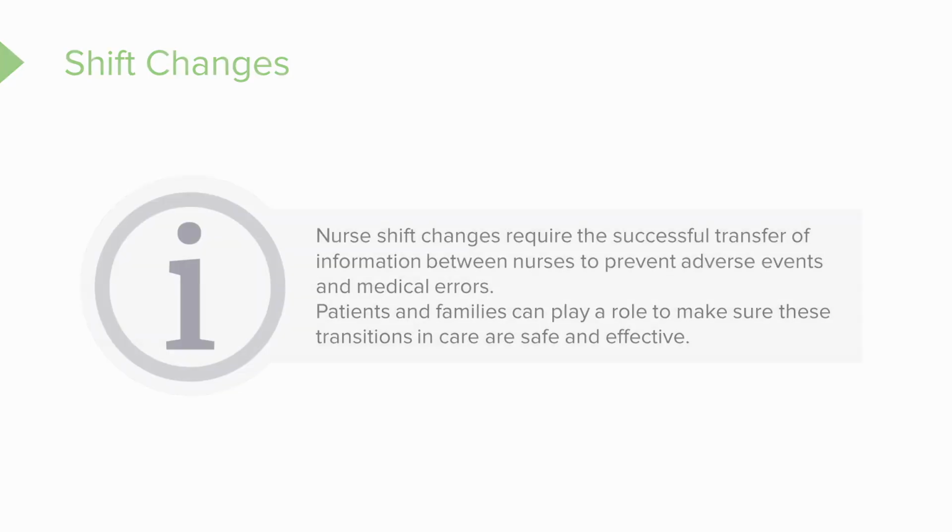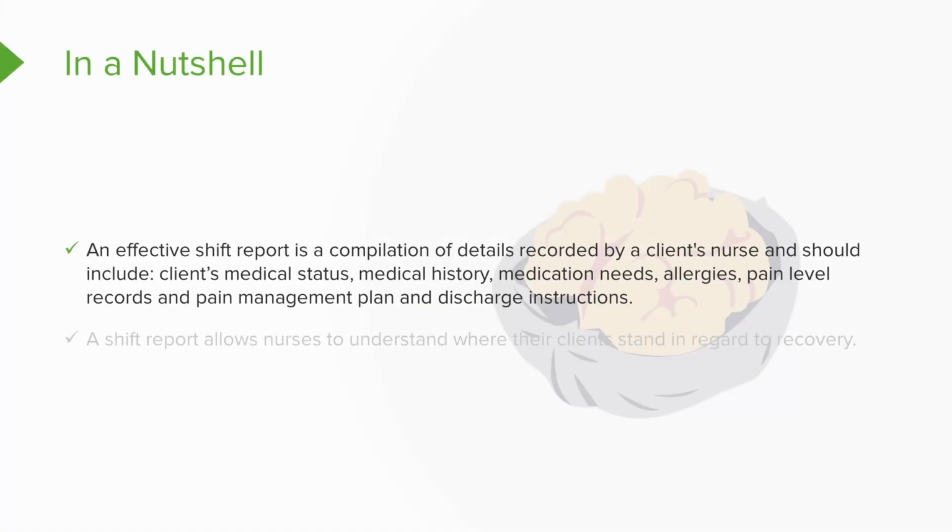So what did we learn today? We learned that an effective shift report is really just a compilation of details recorded by a patient's nurse. They're created by nurses who are wrapping up their shift and then provided to those nurses that are starting the next shift. These details really should include a patient's current medical status, along with his or her medical history, individual medication needs, any allergies, a record of the patient's pain levels, and a pain management plan, as well as any discharge instructions. Now, without these details, a nurse could potentially endanger a patient's life.